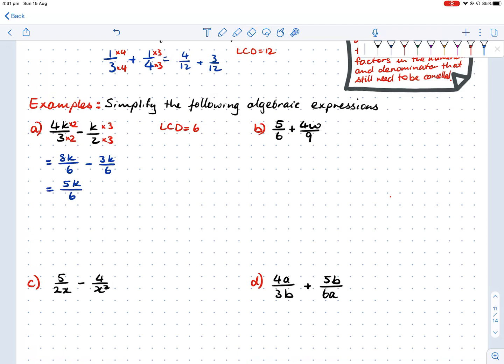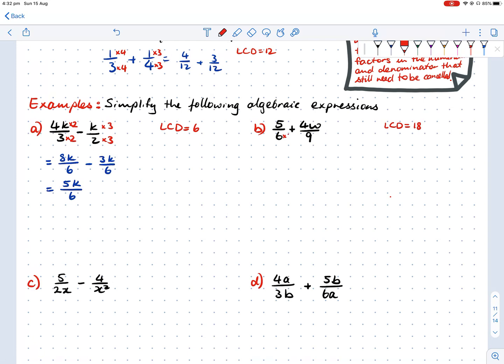When we look at question B, our denominators are 6 and 9. So if we're looking at 6 and 9, the 6 times tables and 9 times tables, and we need to find our lowest number, the lowest common denominator is going to be 18. Okay, so we're not going to just multiply 6 and 9 together. We know 6 times 3 is 18, 9 times 2 is 18.